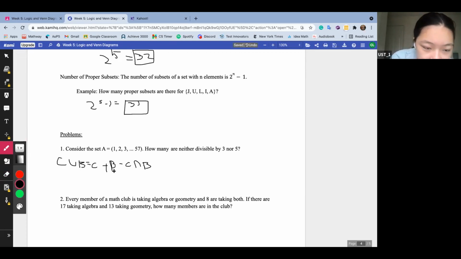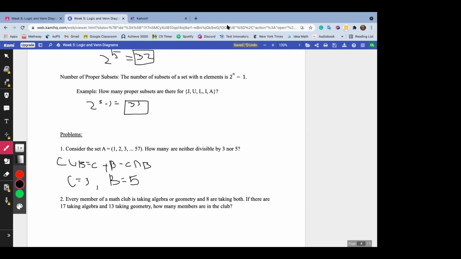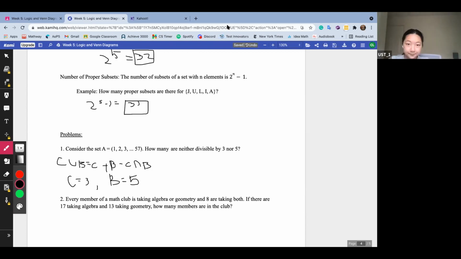So I'll give you guys a hint. Let's say C is equal to the numbers divisible by 3, and B is the numbers that are divisible by 5. Numbers divisible by 5 and 3 between these things. Oh. Can you wait a moment? I'm just going to solve it. Okay.